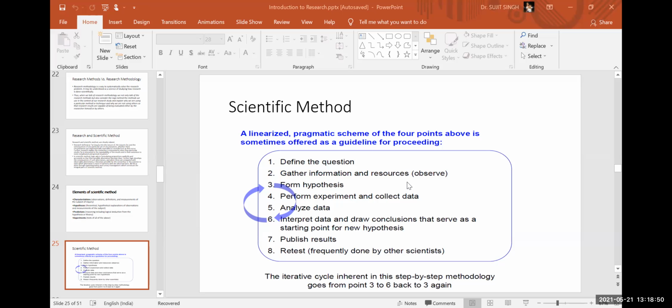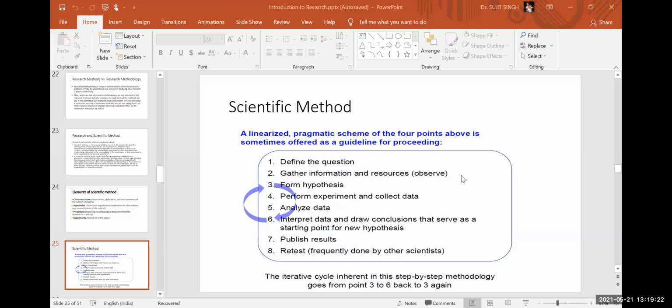And then we are going to make some hypothesis, some predictions. Okay, there may be a result like this one. Like if you are going to assume, making a hypothesis, that if I increase the speed, the surface finish will be good in a particular turning operation. Let's say that may be a hypothesis. Then you are going to perform the experiment, collect data.